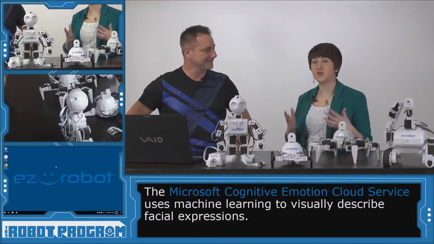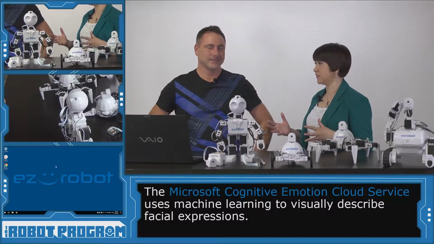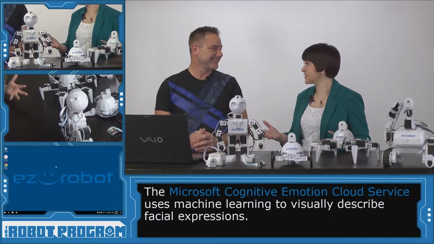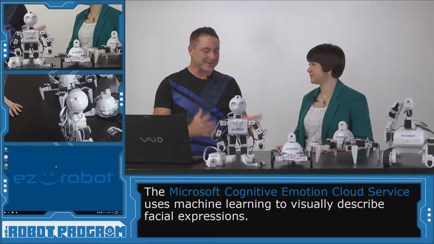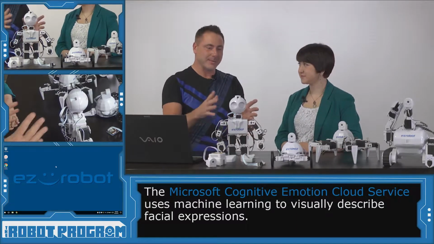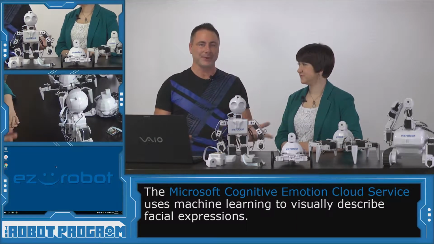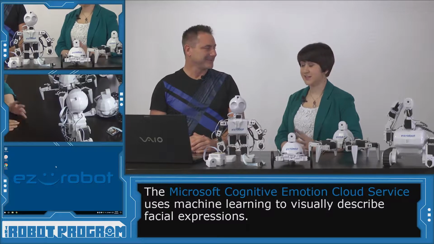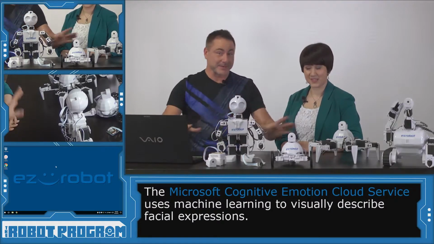How cool is it that robots can now detect emotion? And we can do that with our Easy robots. The Microsoft Cognitive Services has an emotion plugin, and your robot can actually tell you if you're happy or if you're sad. That's great. Let's see it.